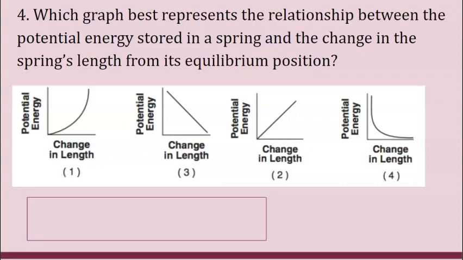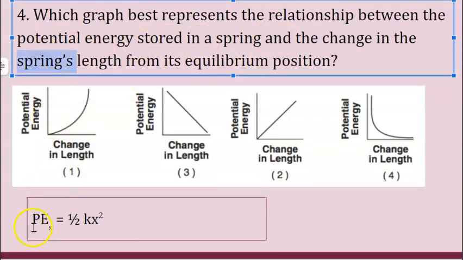For question 4, you have to pick which graph best represents the relationship between the potential energy stored in a spring and the change in the spring's length from its equilibrium position. You need to basically look at the formula that applies, which is PEs equals 1/2 kx squared. The easiest thing to do here is just look at potential energy and change in length to pick your formula. Potential energy, we know that there's two separate formulas, but either you can see that it says spring and automatically use PEs, or you can look at change in length and you can kind of know that that means x and match it up that way.